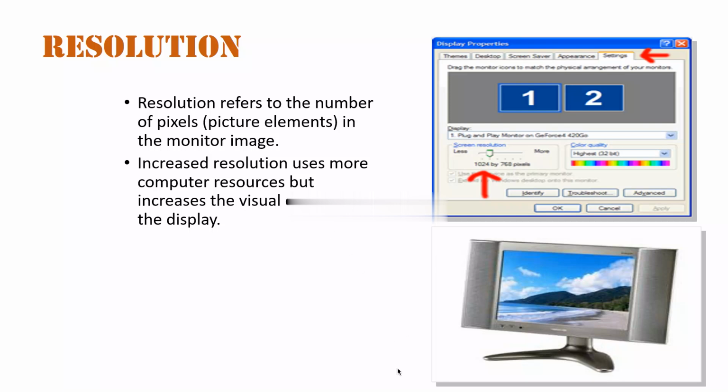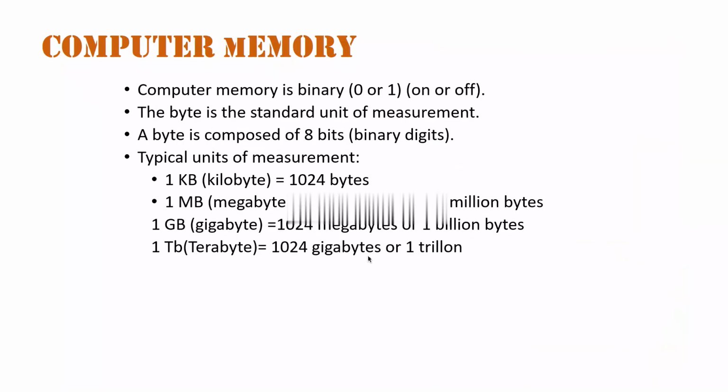Computer memory. A computer memory is measured in terms of binaries, that is zeros and ones. And you can typically have units such as 1 kilobyte is equivalent to 1024 bytes. And I think we did this explanation on the first day and we did some calculations. So I'll leave that for now and move to the next level. So file management.